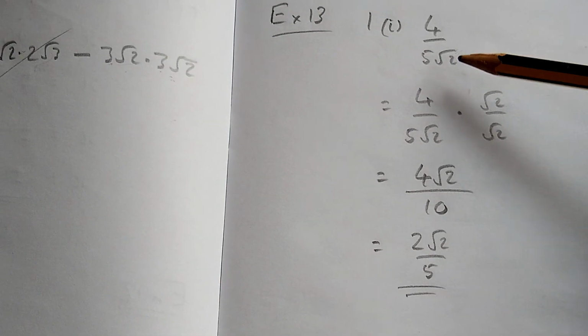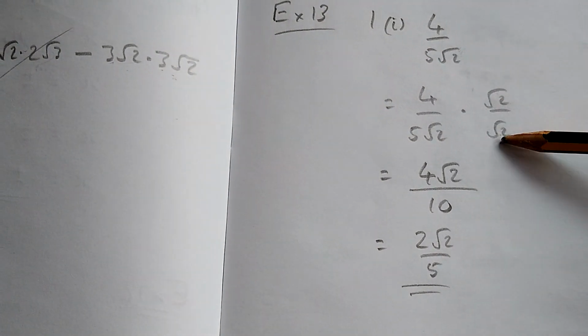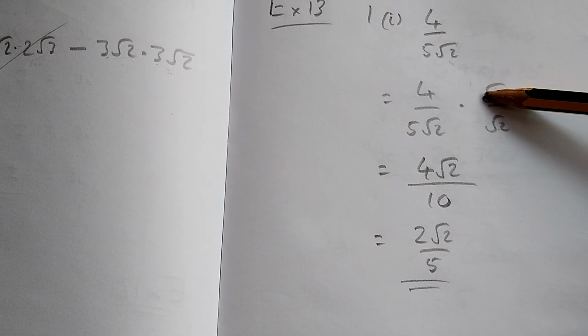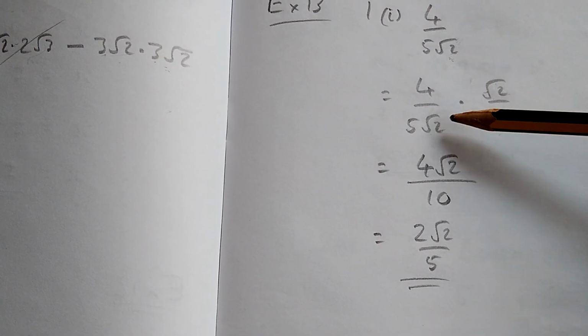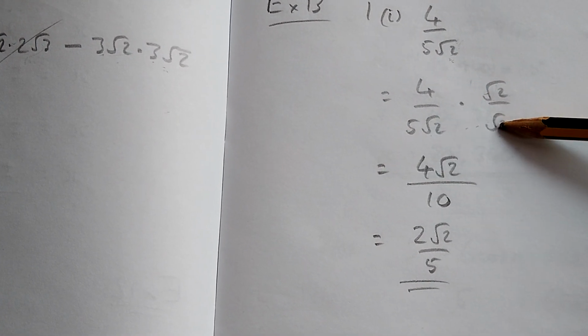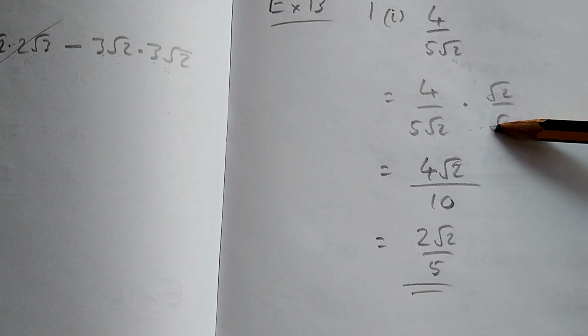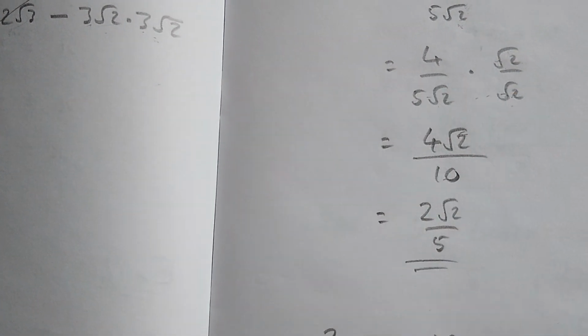So we need to multiply top and bottom by root 2 here. So we've got 4 times root 2 for the numerator, 5 root 2 multiplied by root 2 for the denominator. So I've got 4 root 2 over, well, root 2 times root 2 is 2, times 5 is 10.